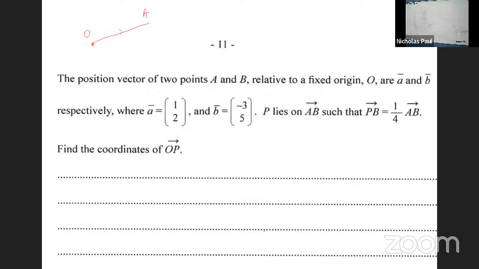So you have O to A, you have O to B, right? And they said P lies on AB such that PB is 1/4 of AB. So P is looking like it's quite down here. PB is 1/4 of the whole line. So I put in 3/4 here, 1/4 here. Kind of small, right? But that's 1/4. 3/4 and 1/4.